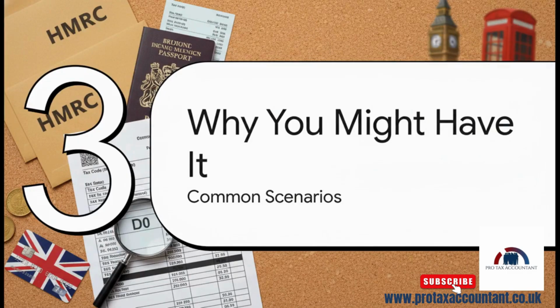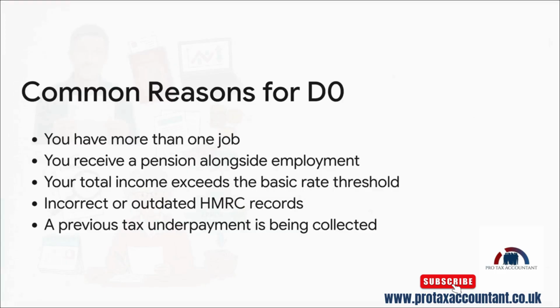Okay, so now we know what it is, let's talk about why you might have it. HMRC doesn't just apply this code randomly. It's always based on the information they hold about your circumstances. Let's run through the most common scenarios. Right, these are the usual suspects. By far the most common reason is having more than one job, or maybe you're getting a pension while you're still working. If your combined income pushes you into the higher rate tax band, HMRC will put your tax-free allowance on your main job and a D0 code on your second one.